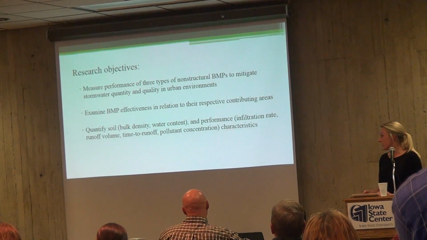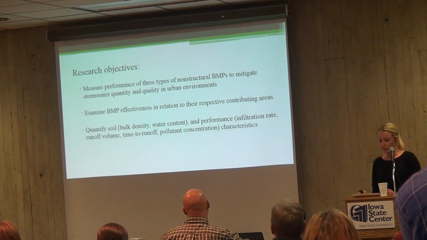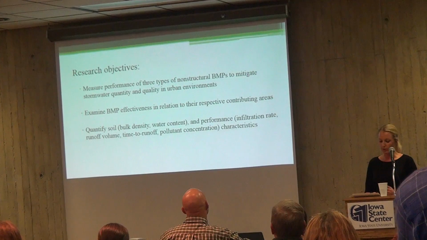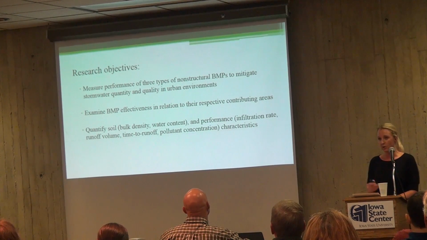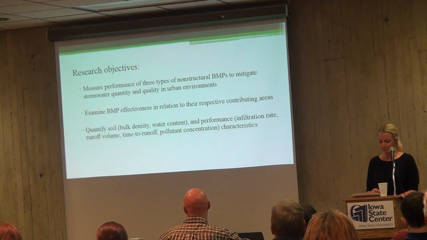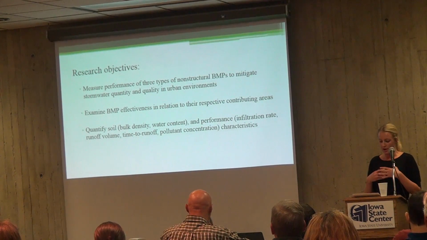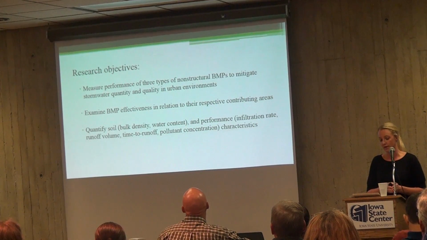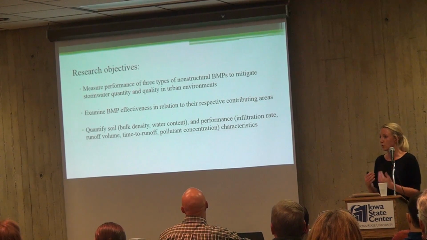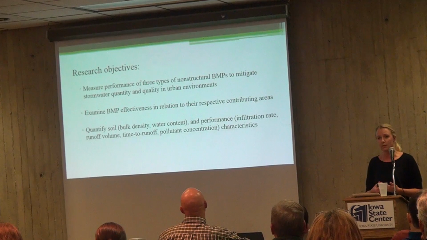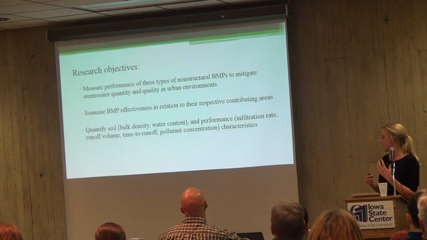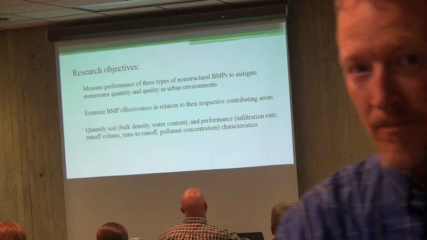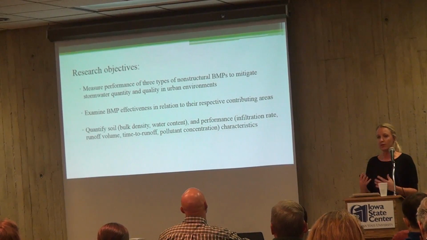We have 3 overarching objectives for our study. The first is we want to measure how these BMPs are performing in mitigating and controlling stormwater runoff, both in quantitative and qualitative parameters. The second is we wanted to determine the effectiveness of these BMPs in comparison to their contributing areas. And finally, to quantify certain soil characteristics like bulk density and particle size analysis, as well as infiltration characteristics such as time to runoff, the runoff volumes that we were seeing, and how they promoted infiltration.